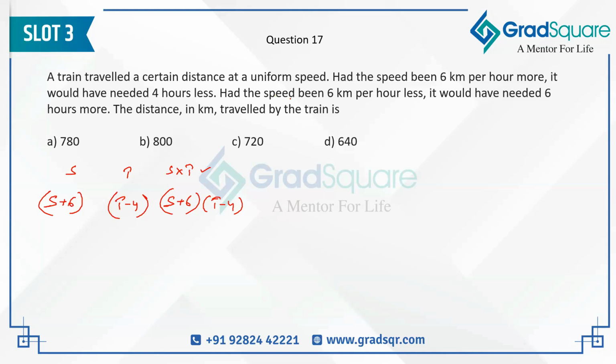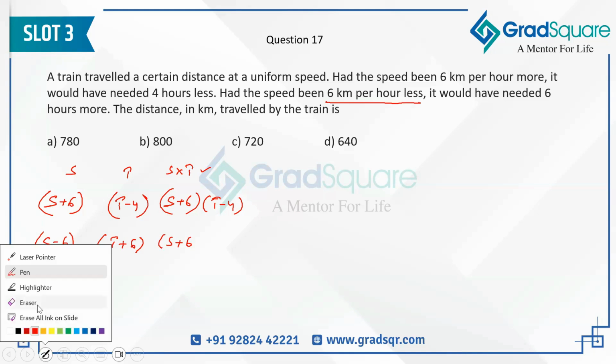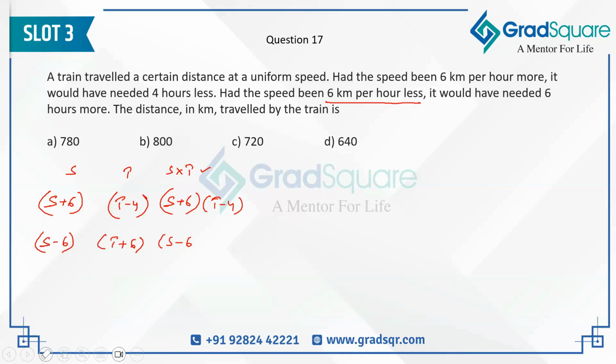Now go further. Had the speed been 6 kilometers per hour less, now you are reducing the speed by 6. So time is of course going to increase and it would need 6 more hours given in the question. So it will become t plus 6. So what are we going to get? We are going to get s minus 6 into t plus 6. That should be equal to the distance, right? So let's try to work the equations.